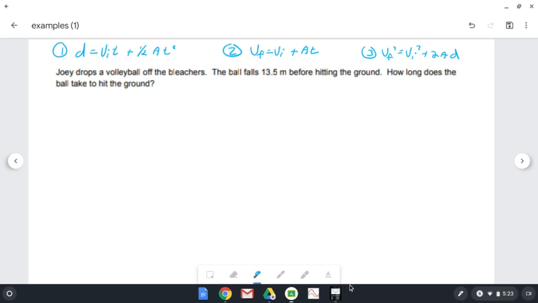Joey drops a volleyball off the bleachers. The ball falls for 13.5 meters before hitting the ground. How long does it take for the ball to hit the ground?